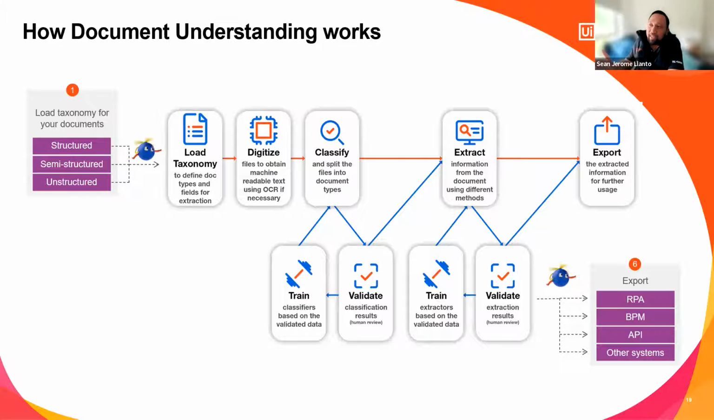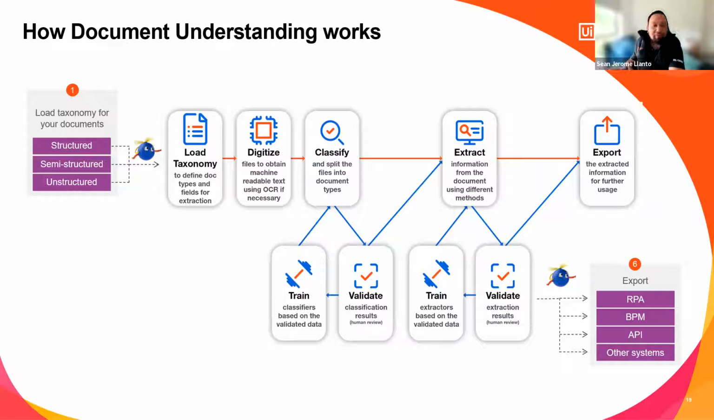We also have a digitize stage, and this is where document understanding tries to obtain the information using OCR and actually gets the text out of the image or the document. We also have a classification stage, and the classification stage is where the documents are split.